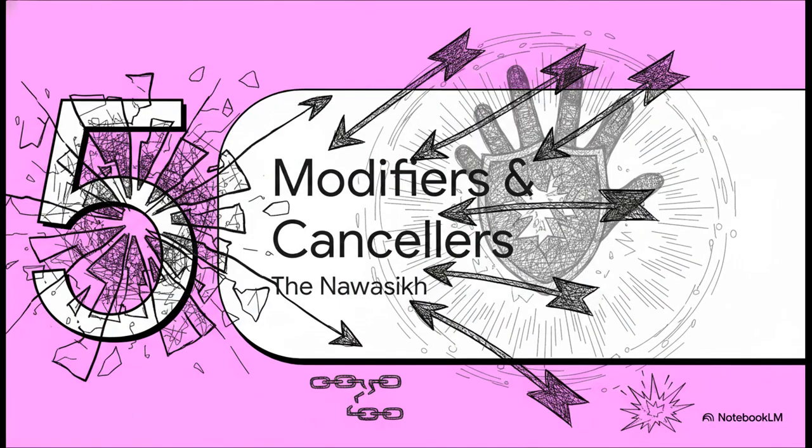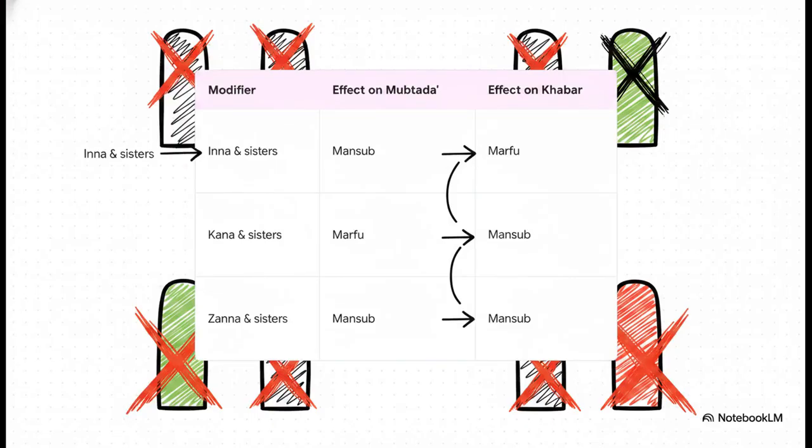Section 5. The modifiers and cancellers. The nawasik. We've finally reached our dramatic climax. External forces that invade our sentence and completely remodel the original structure. Think of these as the rule breakers. When these specific words enter a nominal sentence, they abrogate or cancel the original default nominative state of our pillars. Inna forces the mubtada into the accusative state, or mansub, while leaving the khabar alone. Kana does the exact opposite. It leaves the mubtada alone, but forces the khabar into the accusative. And then there is zana, which aggressively cancels the original state of both pillars, turning them both into grammatical objects.